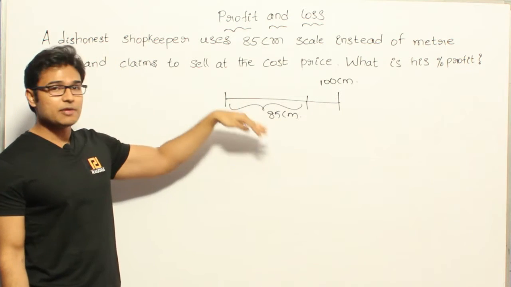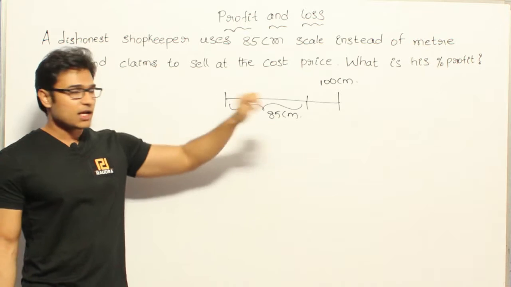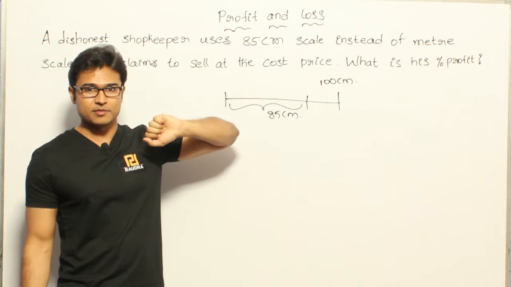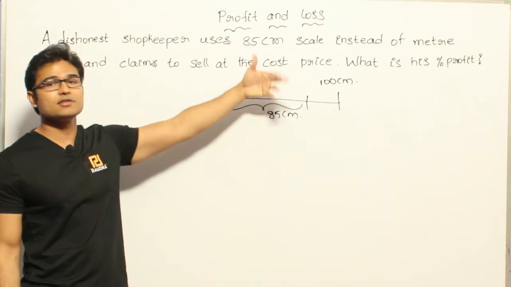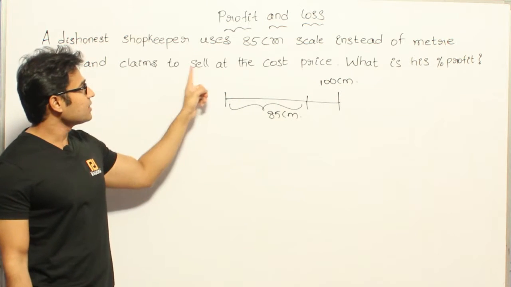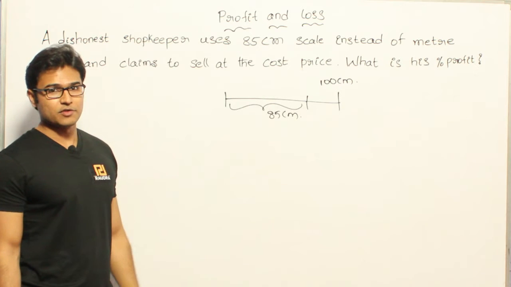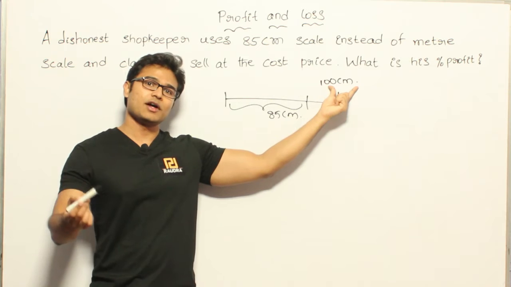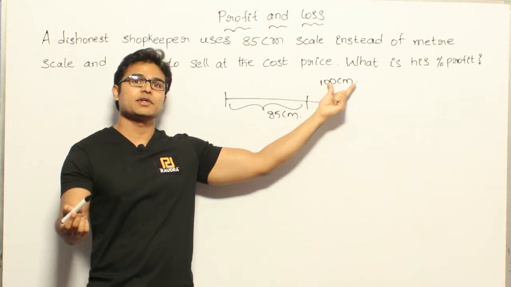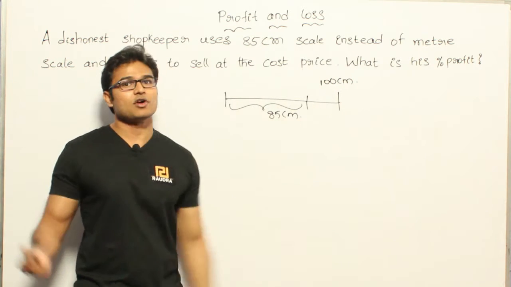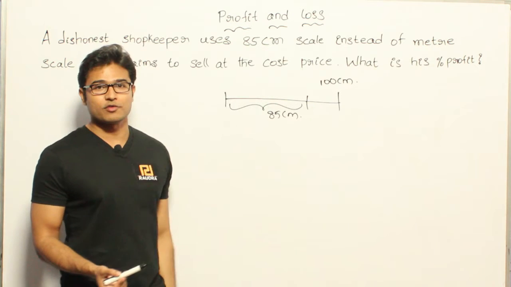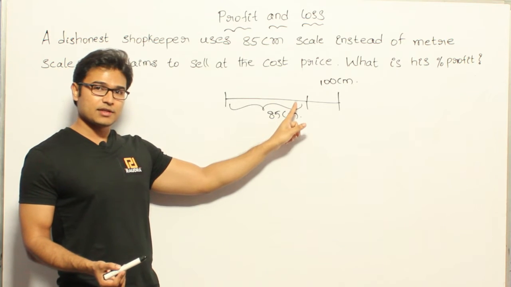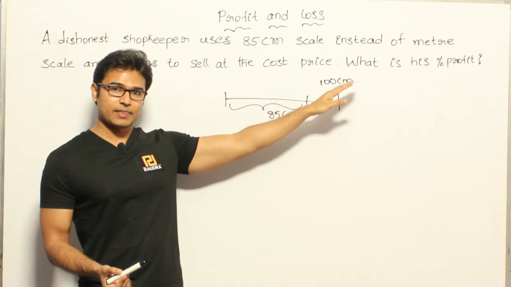Now he is actually making two claims here. One thing is, by selling 85 centimeters he is saying that he is selling 100 centimeters, and the second thing is he is saying that he is not making any profit. He is saying that he is selling at the cost price, which means I am giving you 100 centimeters for my cost price only. But still he will make some profit. How? Because he is selling less quantity, saying that he is selling more quantity, right?